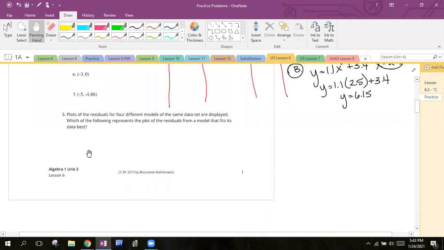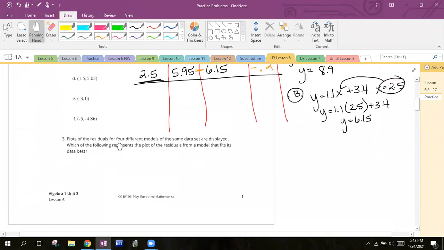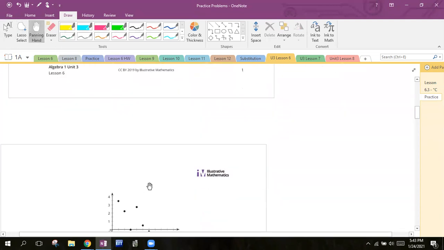It says we have these 4 graphs of residuals, and it says, which of the following represents the plot of the residuals for a model that fits its data best? Okay, well, if we're choosing the one that fits its data best, that means that all of the actual values are extremely close to the estimated values, meaning that all of those data points are really close to your x-axis. Okay, so look through those 4 graphs and choose the one where all the residuals are closest to the x-axis, and you will get that correct.